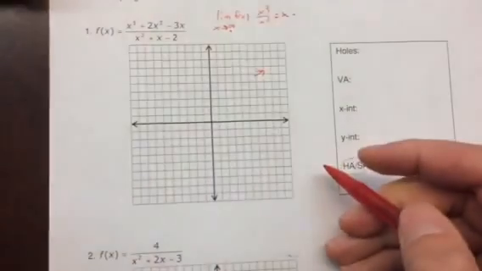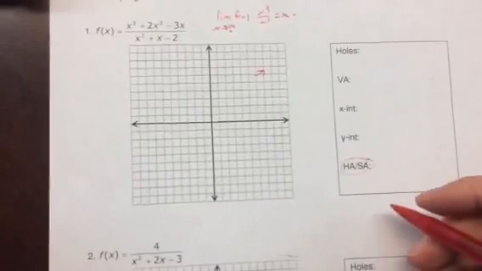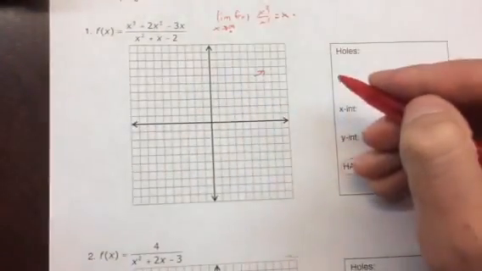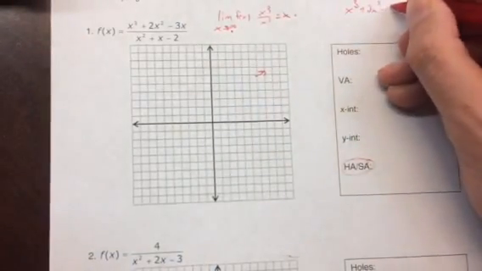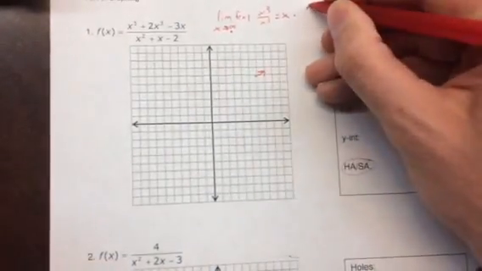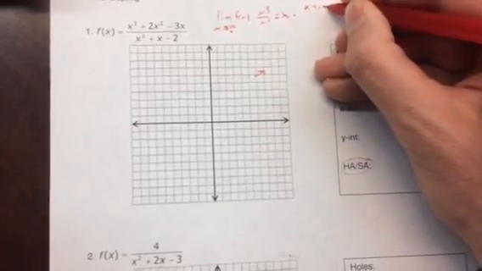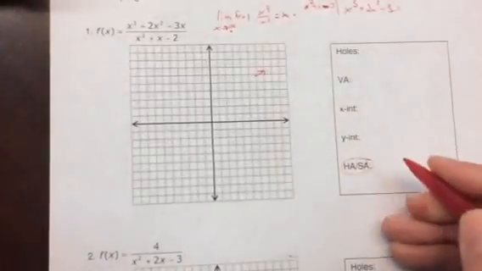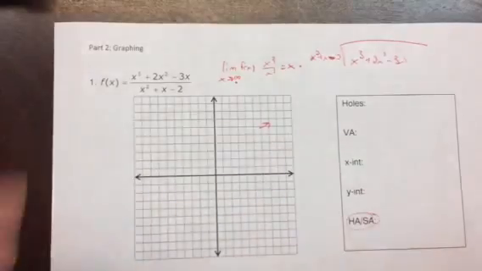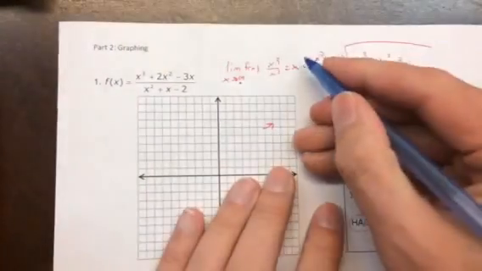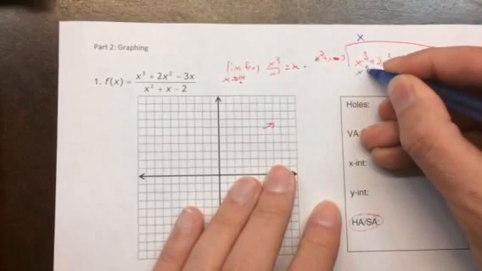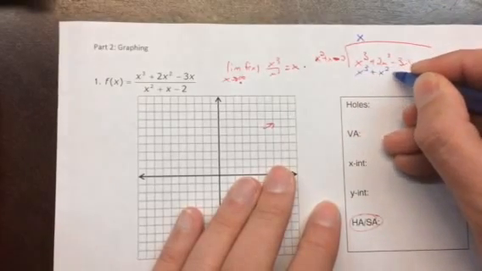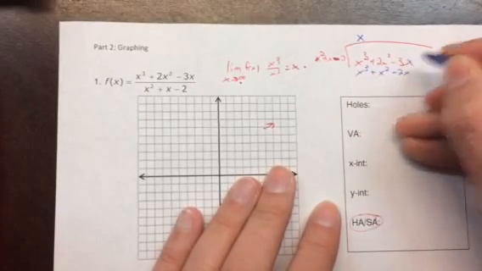Because the degree on the top is bigger, we can do long division to see exactly where the asymptote is going to be. So let's say x cubed plus 2x squared minus 3x divided by x squared plus x minus 2. And so x squared goes into x cubed x times, x times x squared is x cubed plus x squared minus 2x.